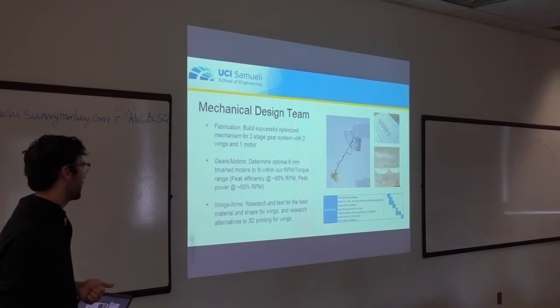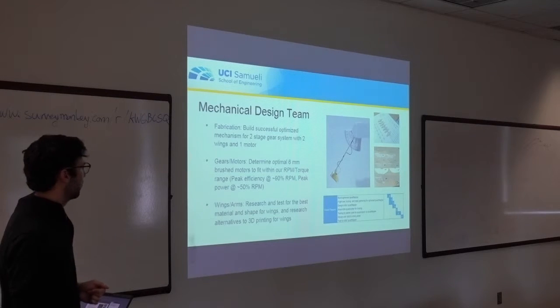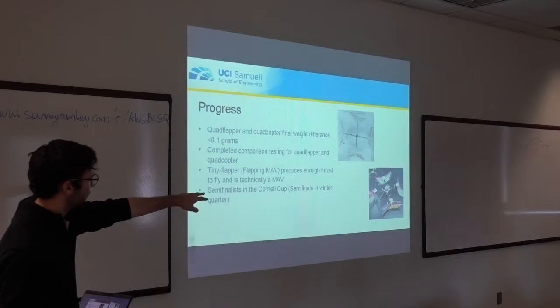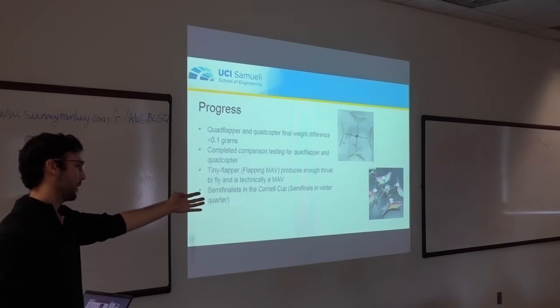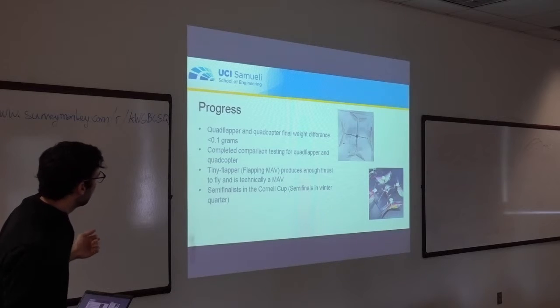So the mechanical design team, their job is to fabricate optimized gear mechanism systems. One of those gear mechanism systems is a two-stage gear mechanism with 2 wings and 1 motor. In the drone that you see on the bottom right-hand corner, that's 4 wings, 1 motor, and passive pitching.